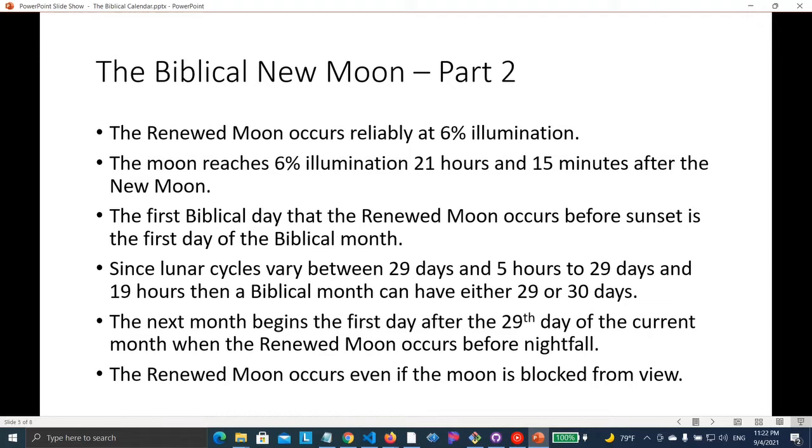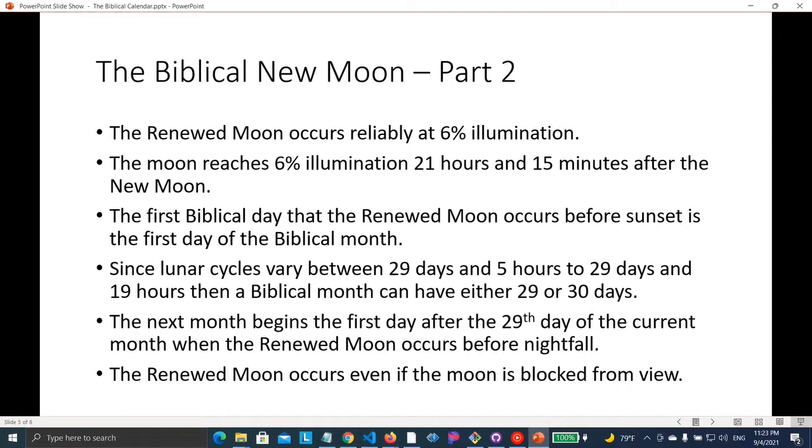The first biblical day that the renewed moon occurs before sunset is the first day of the biblical month. And this might actually be nightfall, but either way, the point is it has to be before people go out fishing, and preferably before sunset, so they don't even bother getting ready to go to their work, in the one case where it's a Sabbath and you can't work.